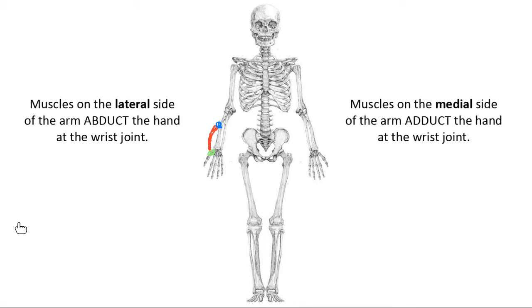When I talk about a muscle that lives on the inside, the medial side of the arm, I'm going to take this insertion and move it toward the origin. That's going to pull the whole hand toward the middle. Now we're doing adduction, where we add the hand back together.